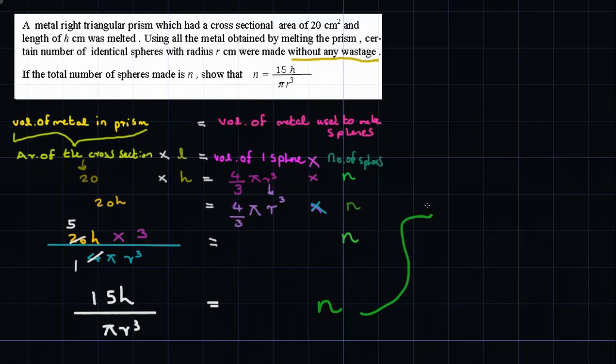Let's make it a bit more beautiful. Normally, we present an equation leaving the subject on the left. So let's write the same thing as n equals. There's no maths here, just a matter of copying the same thing, but writing the n on the left and the rest on the right. 15h over pi r cube. All right. So that's it for the first part of the question.